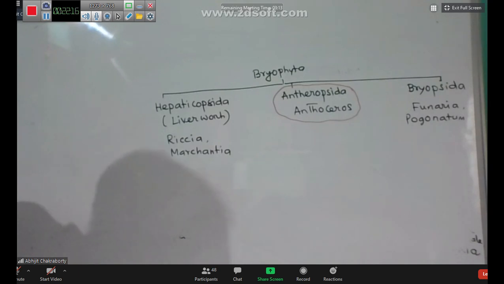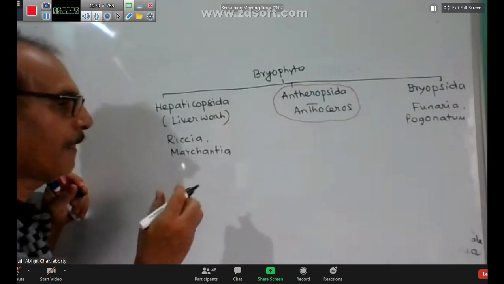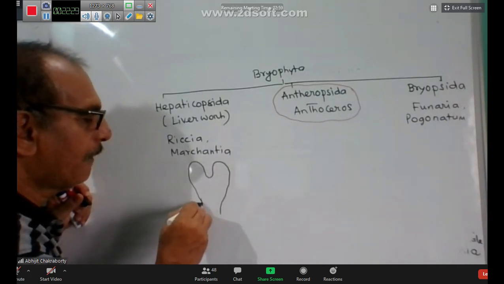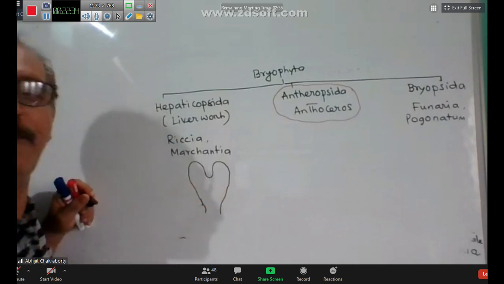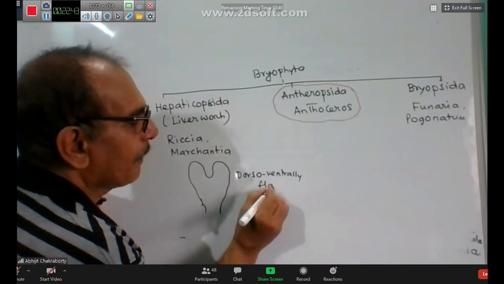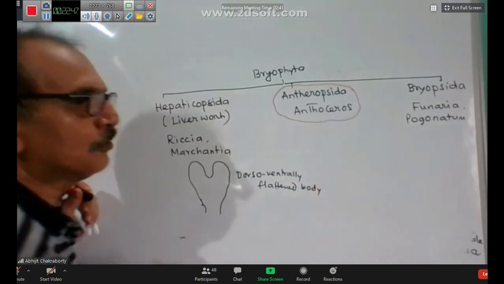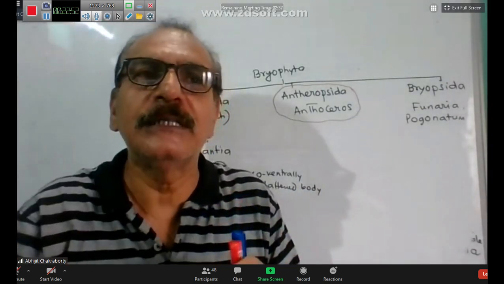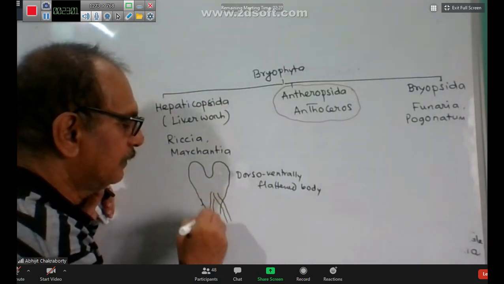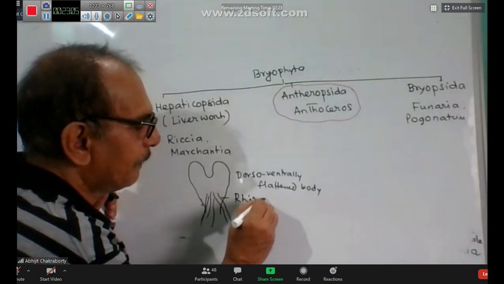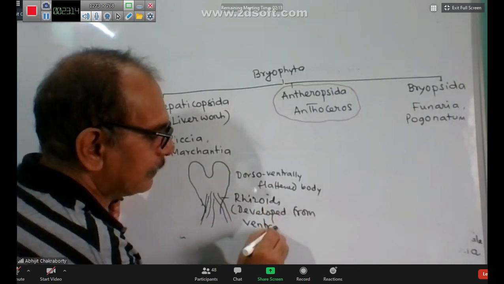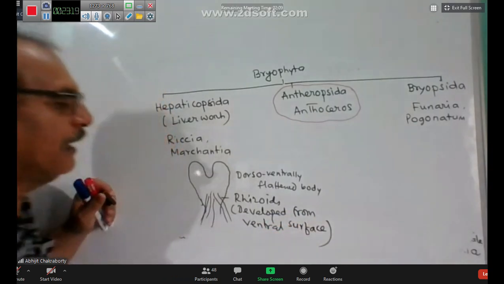For example Riccia or Marchantia. You see, in case of Hepaticopsida, the body is dorsoventrally flattened. Dorsoventrally flattened means it appears like this, lying on the ground. It is lying. It is not erect. Rhizoids develop from the ventral surface, that means the surface attached to the soil.